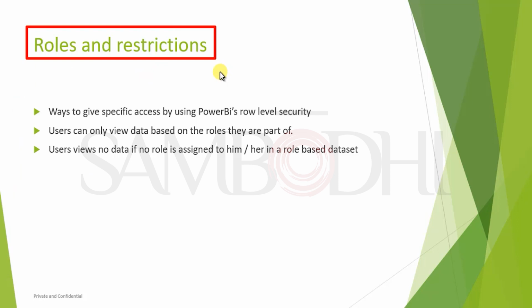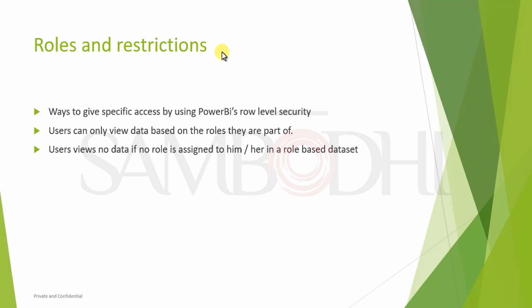Roles and restrictions. So what are roles and restrictions? They are basically ways to give specific access to the end user by using Power BI's row level security. The user can view only the data based on the roles they have been part of. And the user views no data if no role has been assigned to the user, but they have just been shared the dashboard.